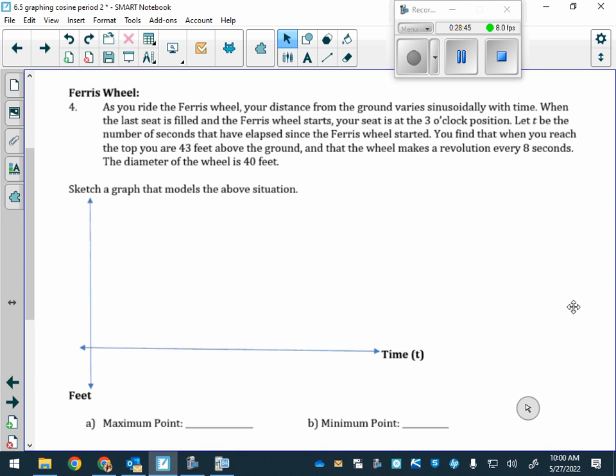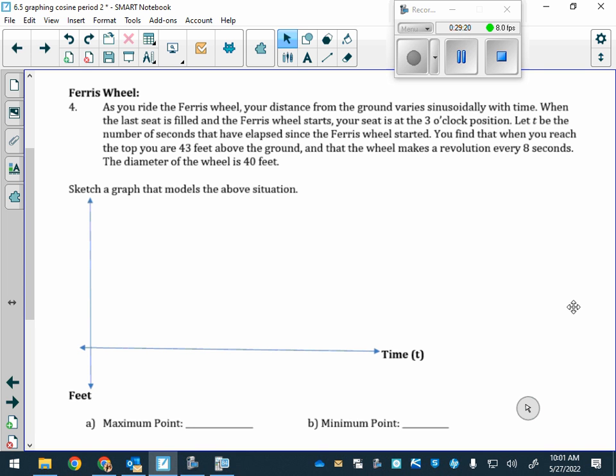I know, brilliant. All right, let t be the number of seconds that have elapsed since the Ferris wheel started. You find that when you reach the top, you are 43 feet above the ground, and that the Ferris wheel makes 1 revolution every 8 seconds. Pretty quick, okay? The diameter of the wheel is 40 feet. So we have a nice little picture over there. How is it? Is it looking pretty even? Are we good? All right, cool.